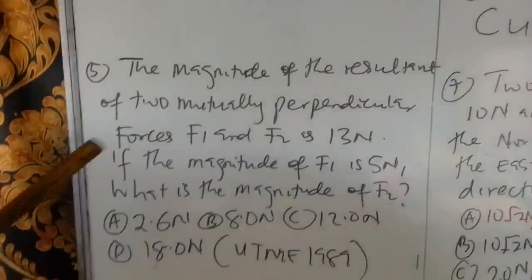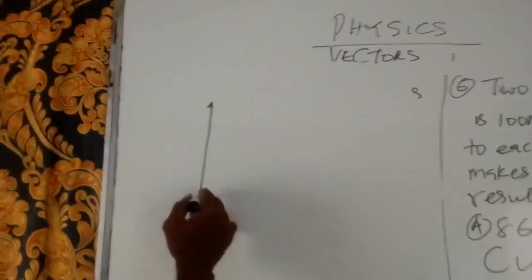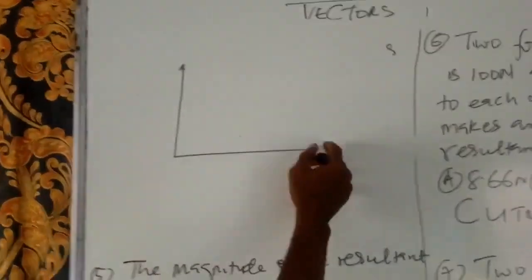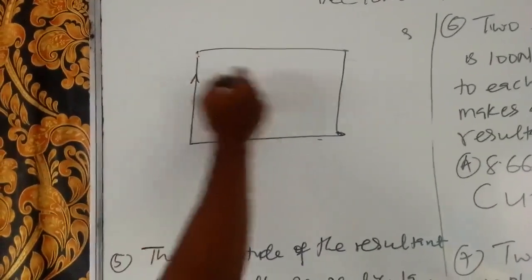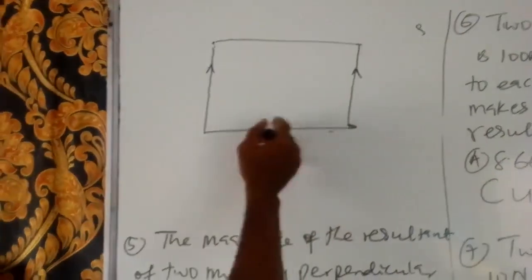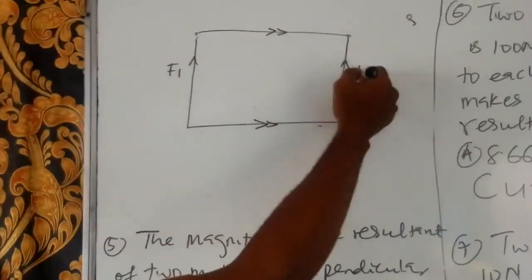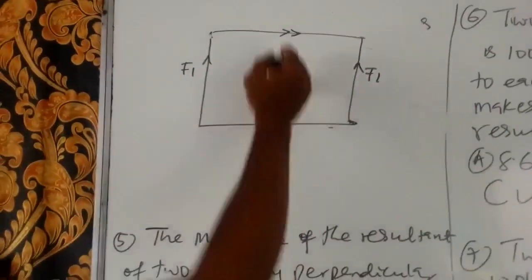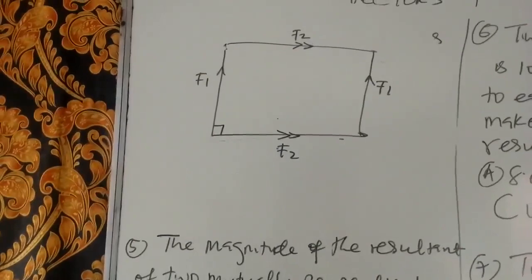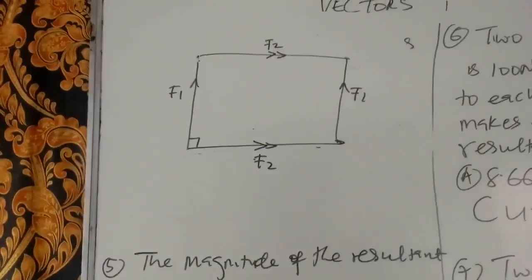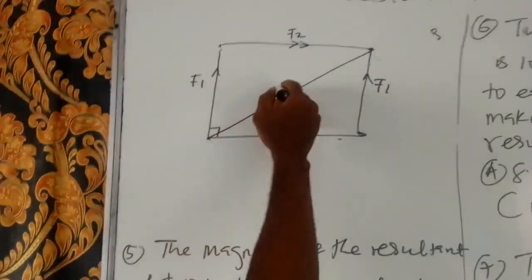We are told here that the forces are mutually perpendicular. That means they act at right angles to each other. So we're going to draw a rectangle to represent the vectors. These sides are parallel and equal. These other sides are parallel and equal. So let's call this side F1, F1 also, F2, and then F2. So they are acting at 90 degrees. And when two vectors are acting at right angles, or perpendicular, the resultant is the diagonal drawn from their point of intersection. So this line represents the resultant.